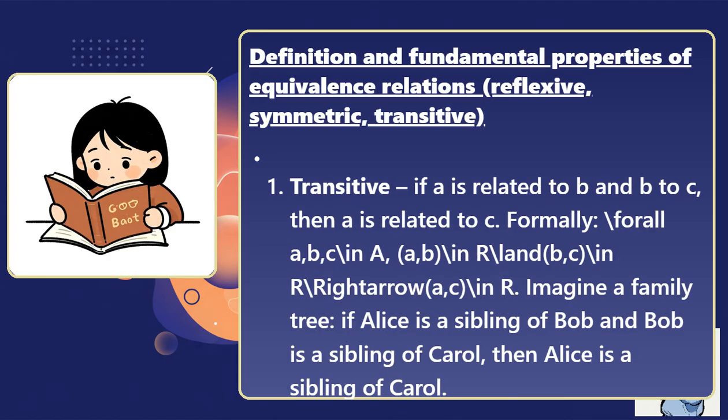Transitive: if a is related to b and b to c, then a is related to c. Formally, for all a, b, c in A, (a, b) is in R and (b, c) is in R implies (a, c) is in R. Imagine a family tree. If Alice is a sibling of Bob and Bob is a sibling of Carol, then Alice is a sibling of Carol.